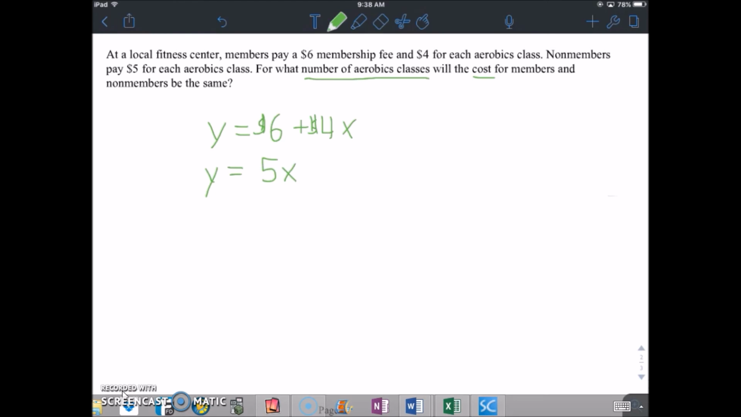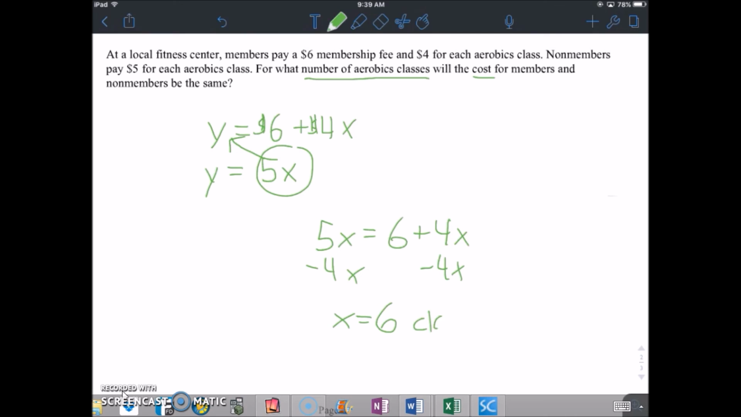So now we can use any of the methods we want to solve. I'm going to use substitution. Plug it in. I get 5x equals 6 plus 4x. Move the 4x over. I get x equals 6. So it will take 6 classes for the cost to be the same. So my answer is 6 classes. If you wanted to solve for cost, you just plug that in and solve for y.